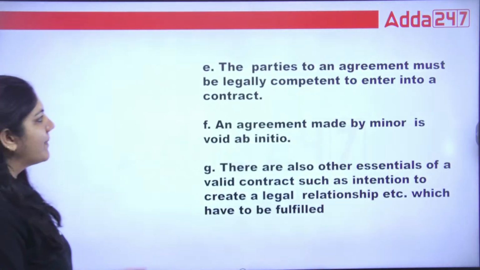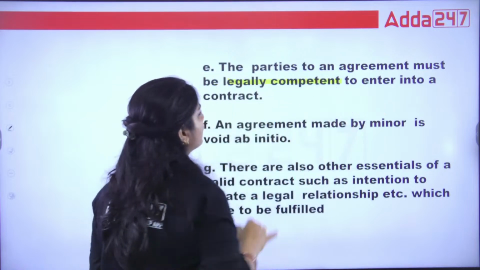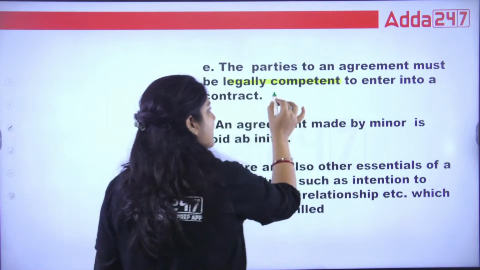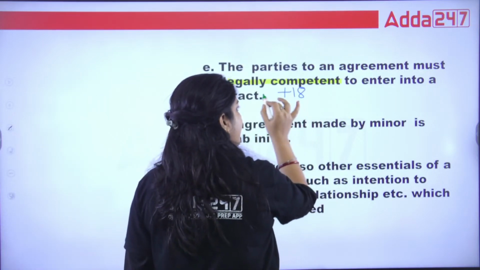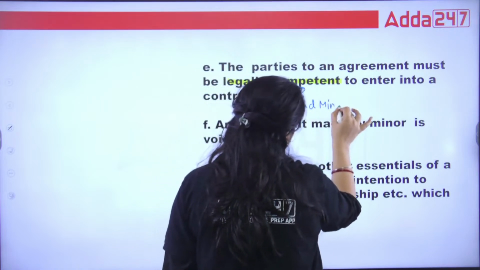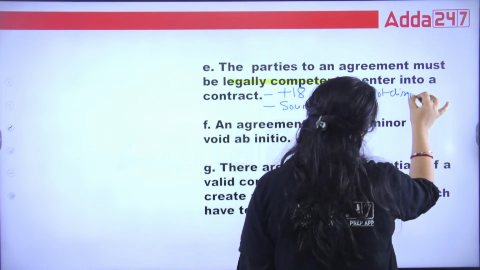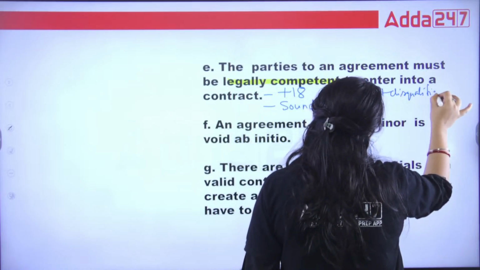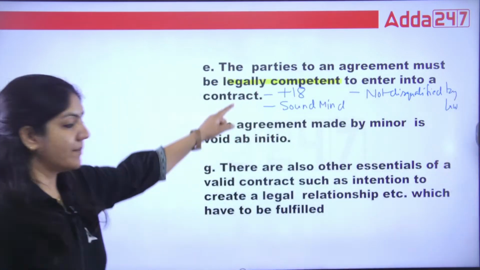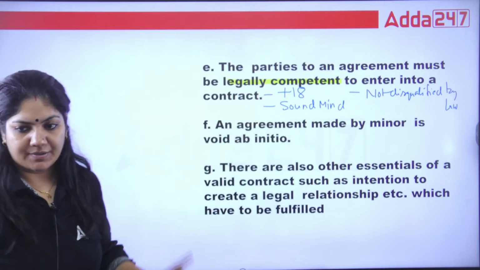The parties to the agreement must be legally competent to enter into a contract. So class, what is legally competent? Legally competent means the person must be 18 plus, of sound mind, and not disqualified by law. So this is your competent. In every Indian contract, the party must be competent.